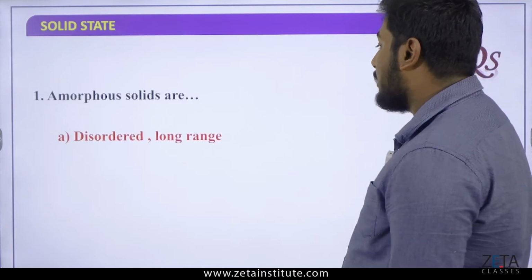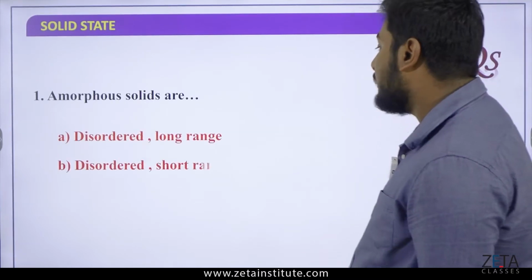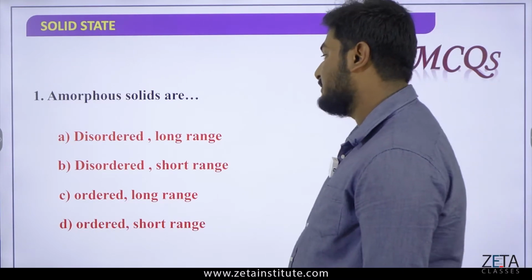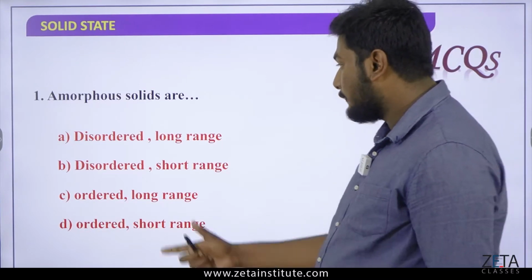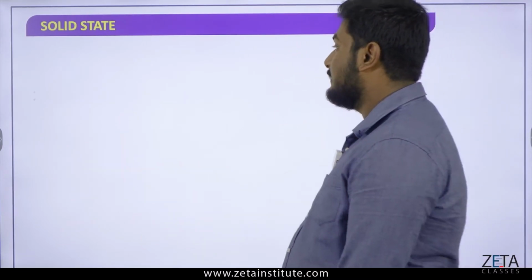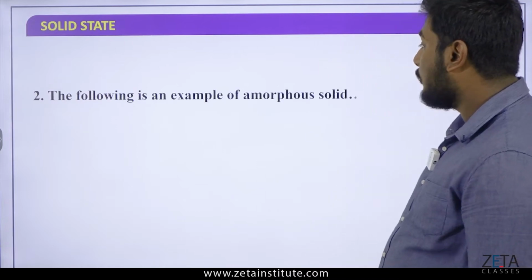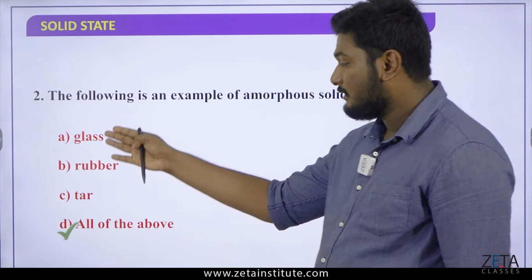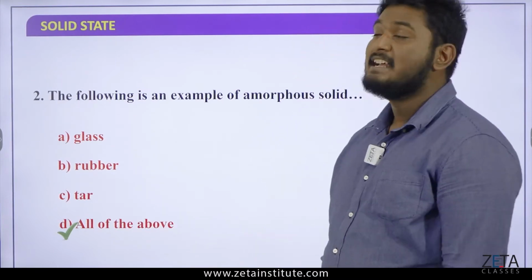Here, amorphous solids are: option A, disorder long range; disorder short range; ordered long range; ordered short range. It's a very easy one, right? We know amorphous solids are disordered and short range in order, so option B is the correct answer. Clear? We have one more question. The following is an example of amorphous solid: glass, rubber, tar, all of these. Clear? All are examples of amorphous solid.